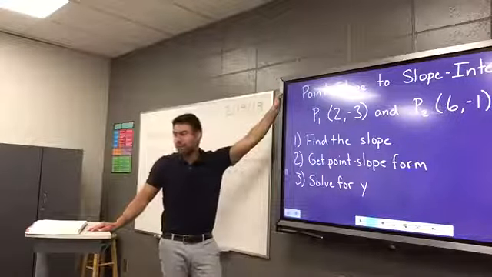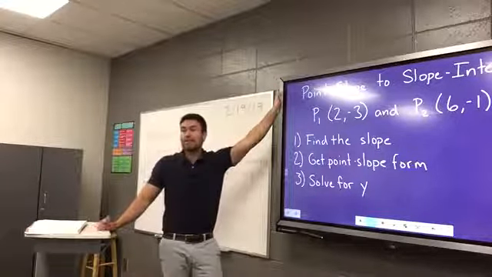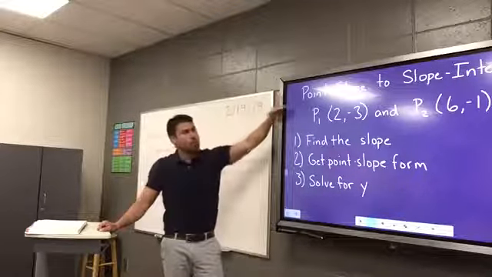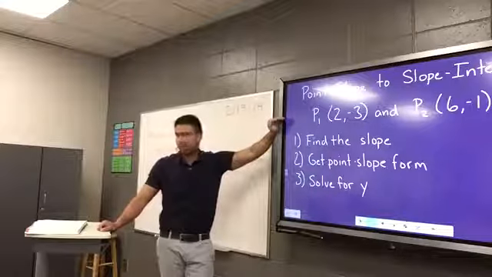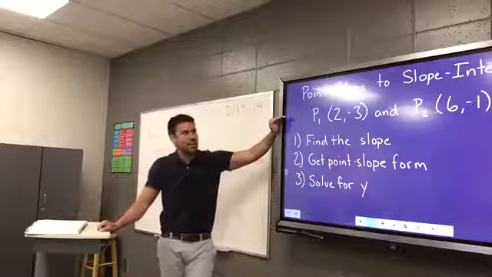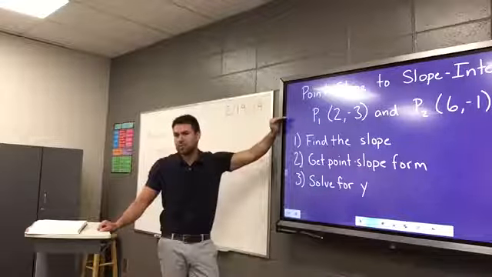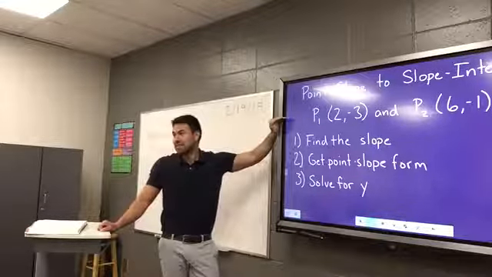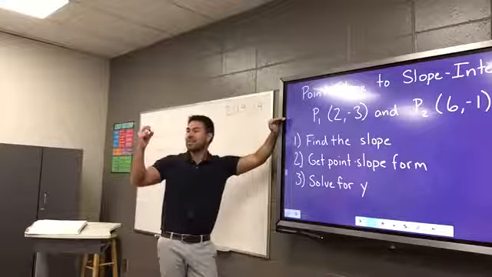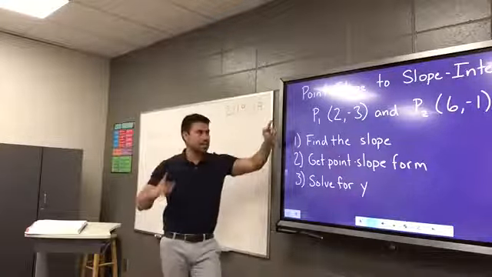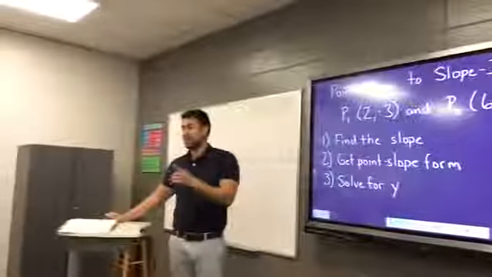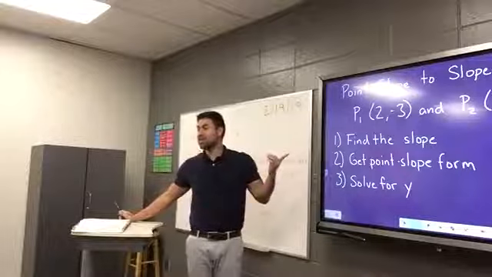But they were nice to you. They gave you a point and they gave you a slope. What do they give you in this second line? Does anyone know how to interpret what that means? P sub 1, 2, negative 3, and P sub 2, 6, negative 1. What does that mean? They didn't give me a slope, but they did give me 2 points. That's the first point. That's the second point. Thank you for 2 points. I only needed 1. And did they even give me the slope?